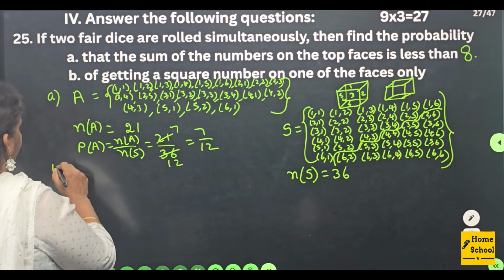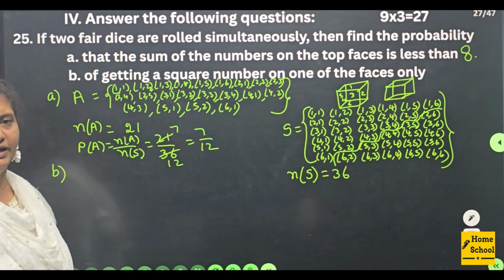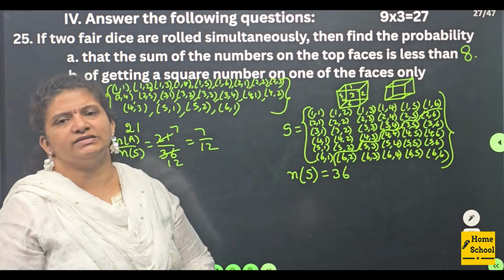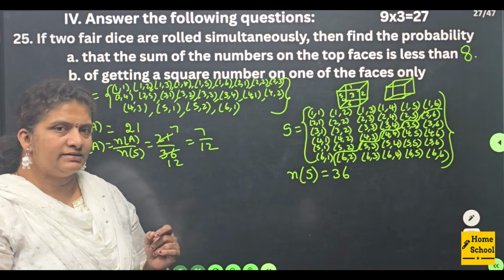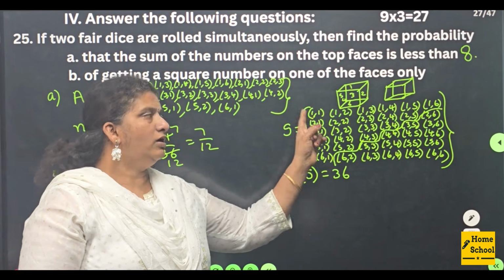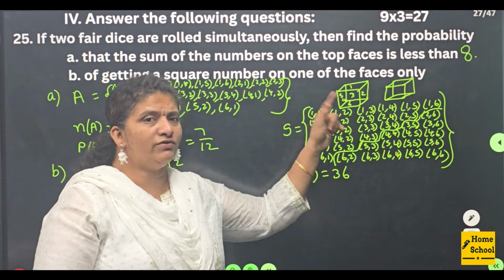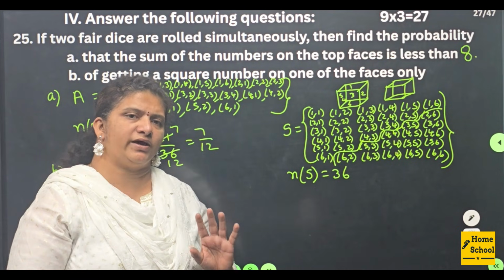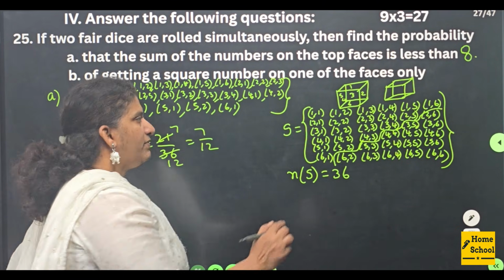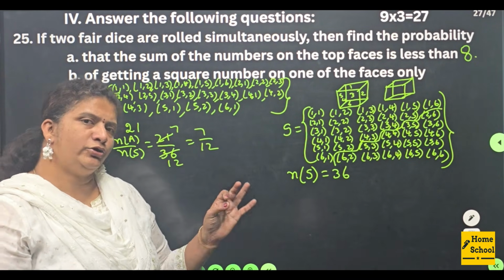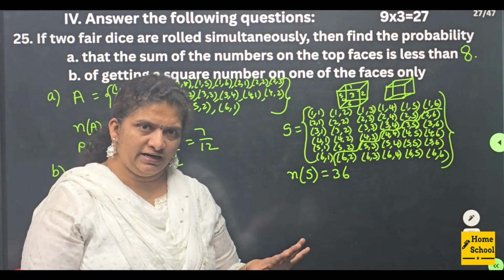Second sub question: what is the probability of getting a square number on one of the faces only? Understand the point here. A square number on one of the faces, any one face of the two cubes. Only one face should have a perfect square number. In a die, what are all the sample spaces? 1, 2, 3, 4, 5, 6, right?